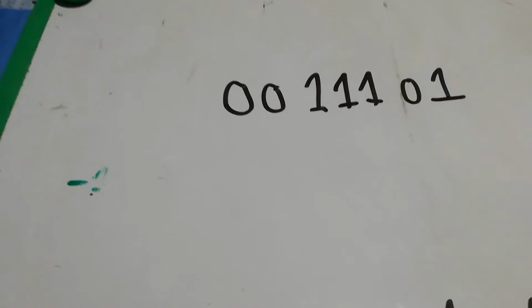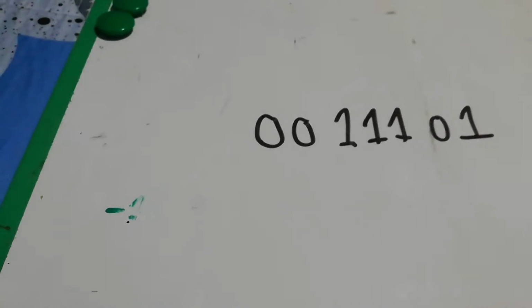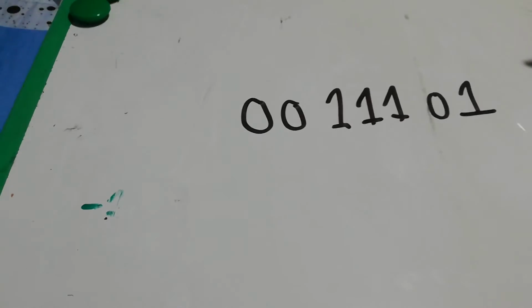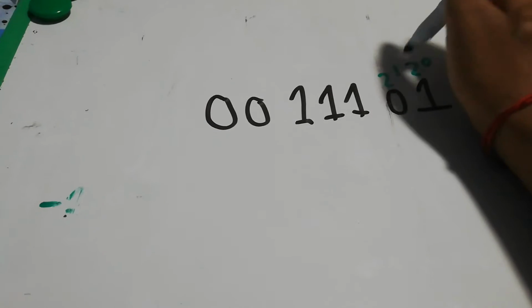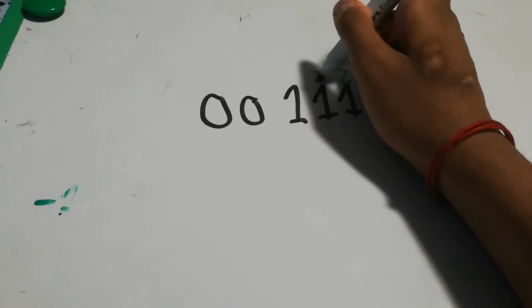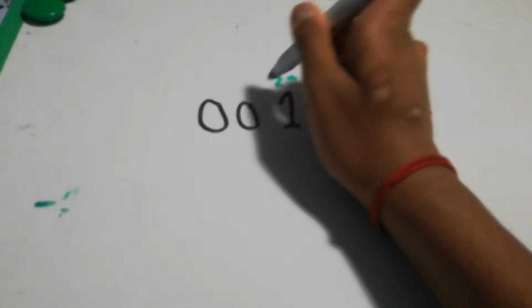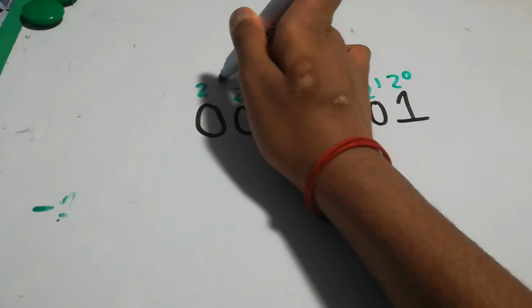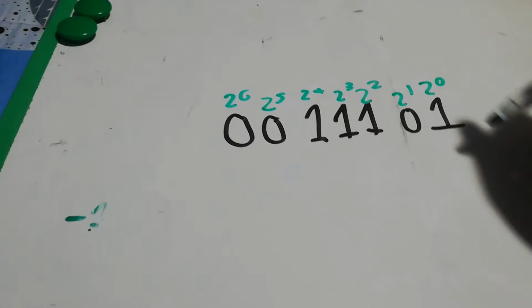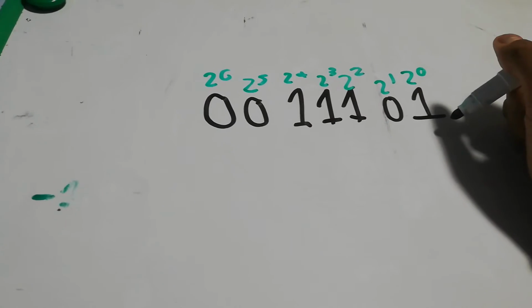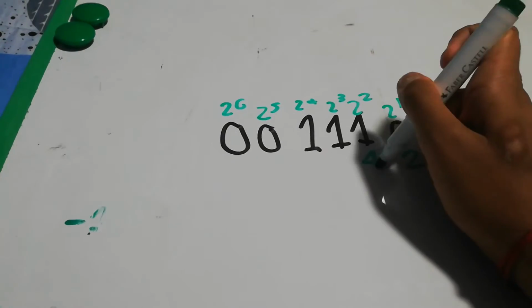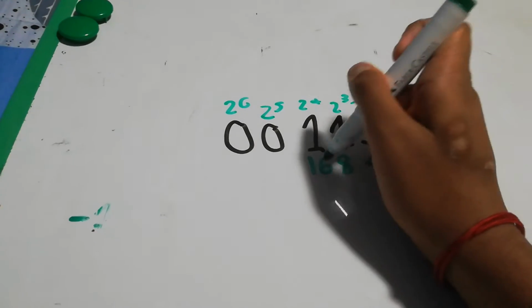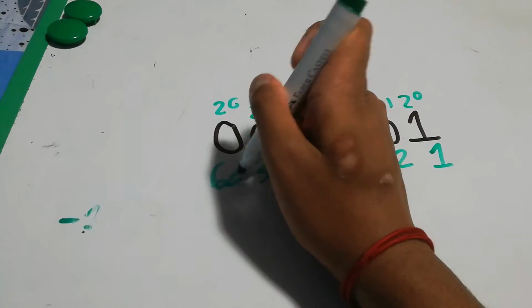First we're going to add these numbers. So we're going to make this into a whole number. We work with a thing called the base-2 system. So it starts with 2 to the power 0, 2 to the power 1, 2 to the power 2, 2 to the power 3, 2 to the power 4, 2 to the power 5, 2 to the power 6. And then we simply convert these into their values. So this will be 1, 2, 4, 8, 16, 32, and 64.